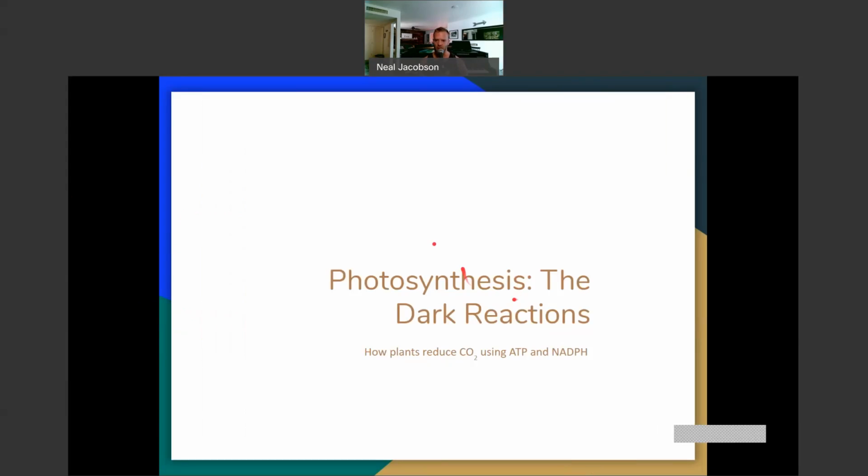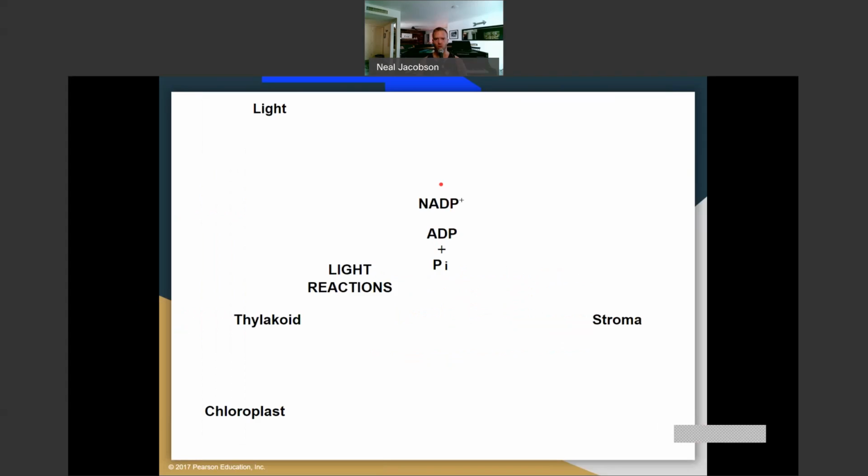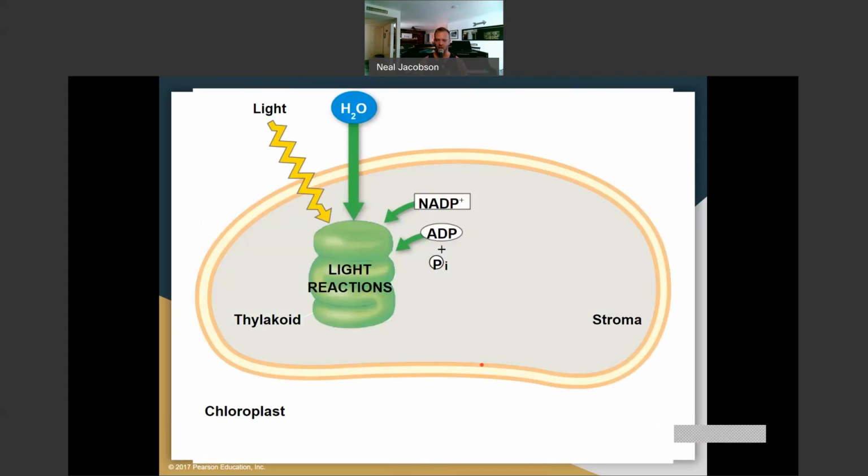Okay, the dark reaction. So how do we take the energy from ATP and NADPH that we got from the light reactions, and then use that energy to reduce carbon dioxide into sugar? So we're trying to take carbon dioxide and make sugar. Anyways, this is just a scaled down version of what's happening on a general level.